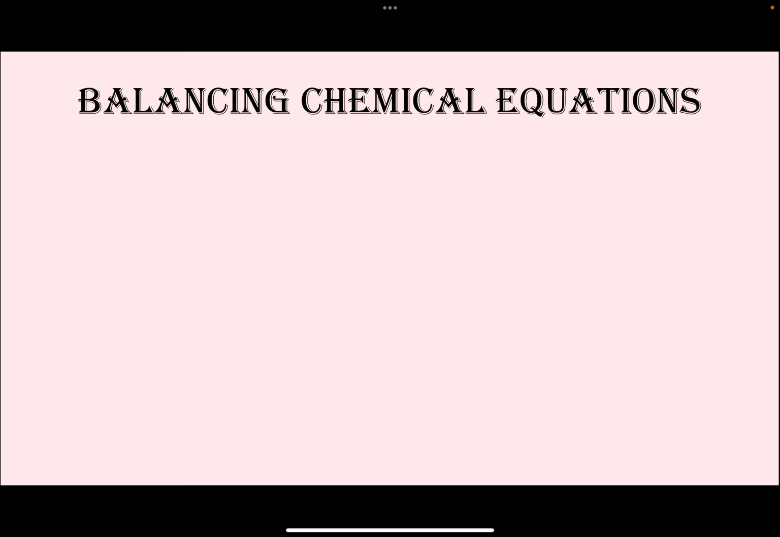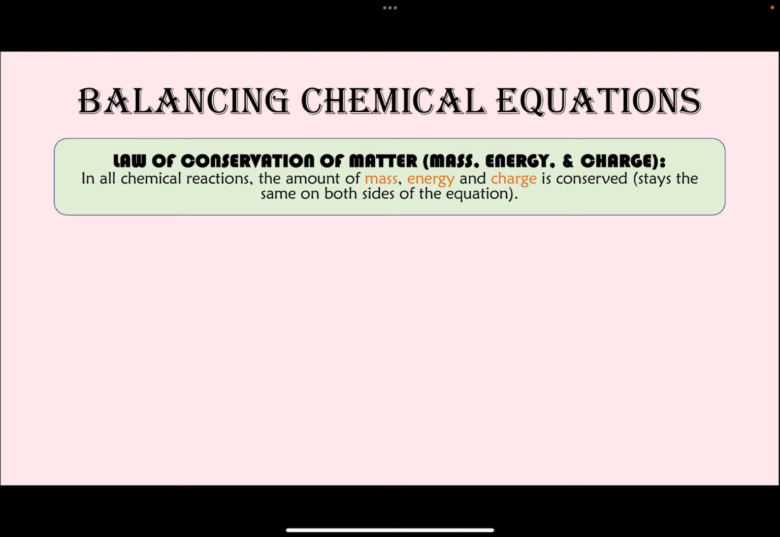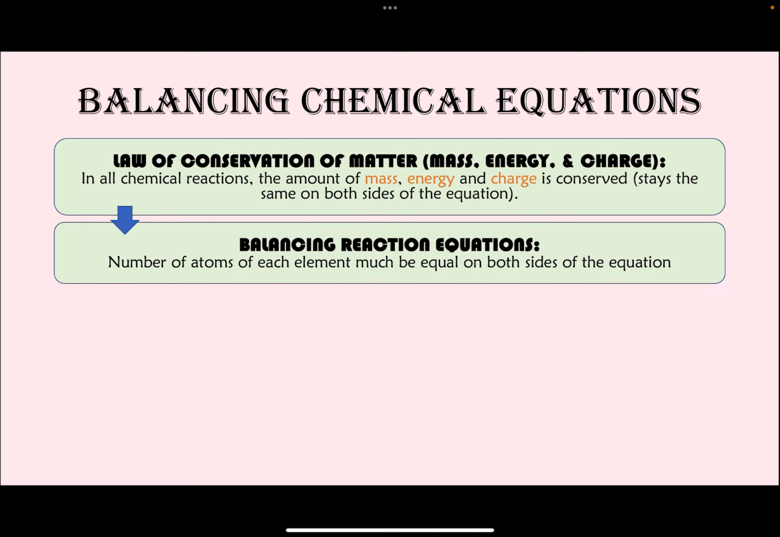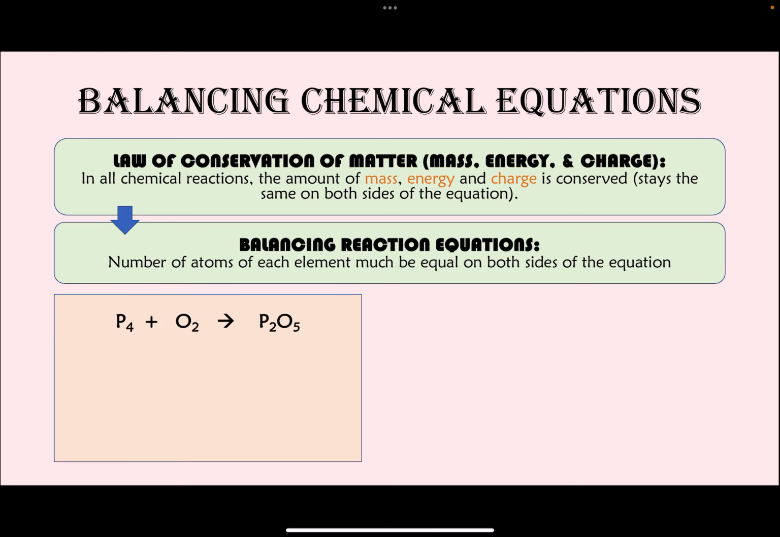The next thing that we want to talk about in chemical reactions is how do we balance the chemical equations. So the thing to remember is that in any chemical reaction, we follow the law of conservation of matter, meaning the mass, energy, and charge, everything must be balanced in a chemical reaction. So this should be the same on both sides. So when you are balancing your chemical equations, you want to make sure that the number of atoms of each element should be the same on both sides. So let's take a look at some examples.